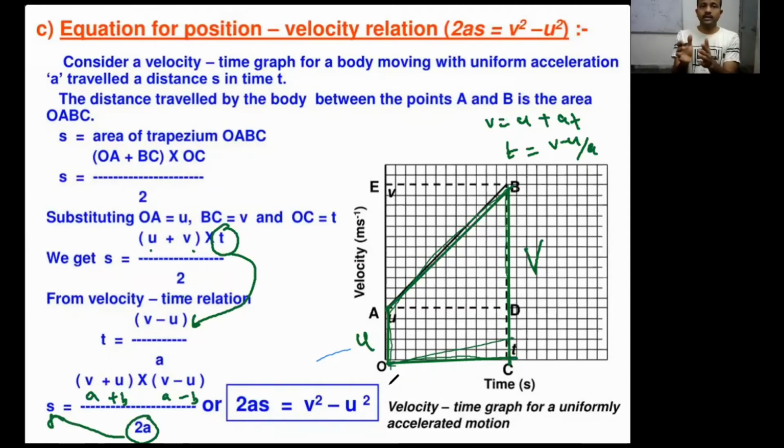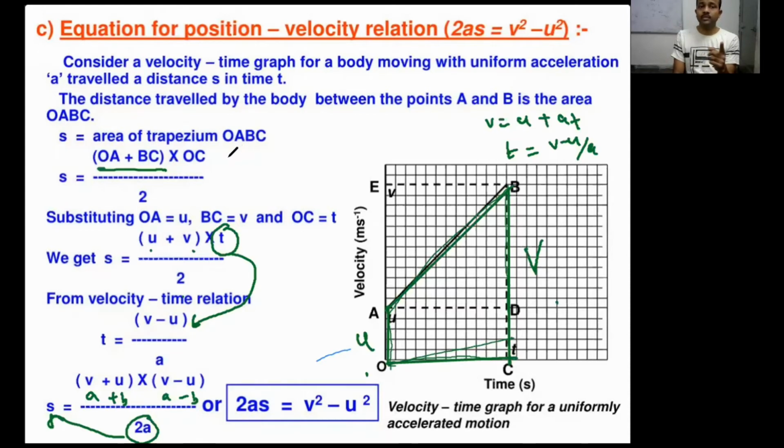Then how are we getting this equation of motion? V square minus U square equal to 2AS, where S is the distance. The area under the AB curve will give you the distance. Then the area of OABC will give you the distance. When you find the area of the trapezium, you get this equation, right? Then substituting the OA value U and the BC value V, we get U plus V, the sum of the parallel lines OA plus BC.